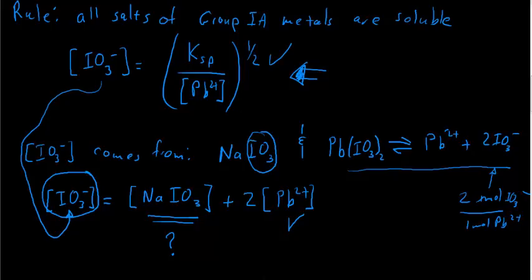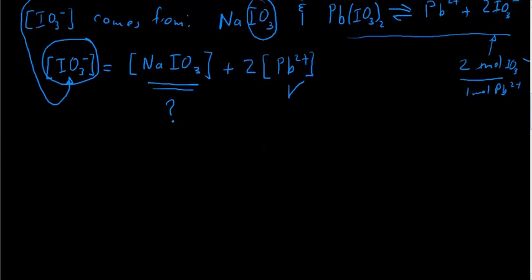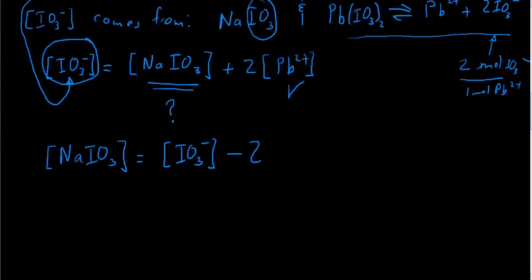So let me scroll down one more time and give us a little bit more space to write out sort of the final formula that you would need to calculate this answer. The sodium iodate concentration is going to be the iodate concentration that you calculate from the KSP minus 2 times the lead concentration that was given in the problem statement. So that's a sketch of how you would finish working this problem.